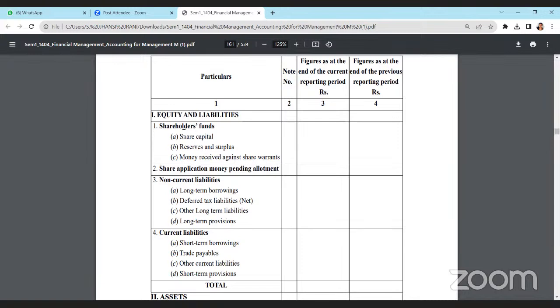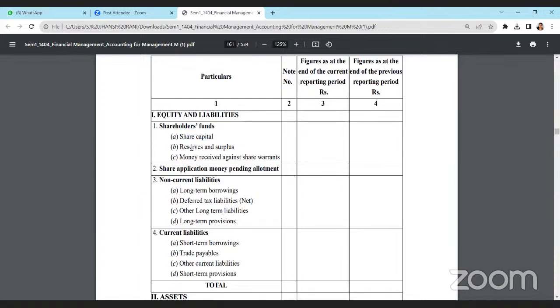Then what is share capital? Share capital means the total amount of capital we call for at the commencement of business. That capital is divided into small units, and each unit we call a share. Whatever amount we receive, we call share capital. So it belongs to shareholders' funds.